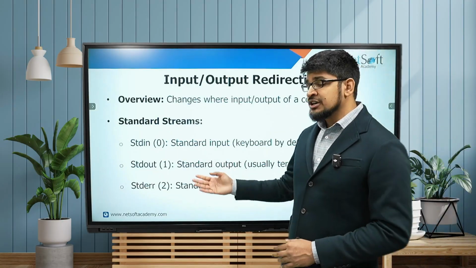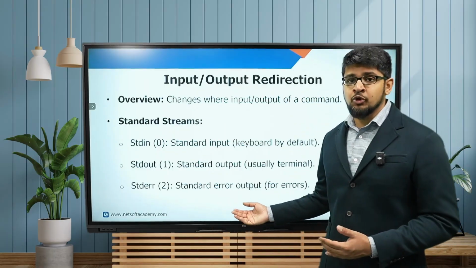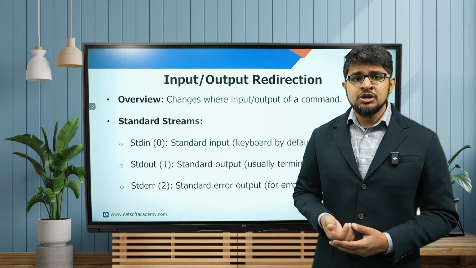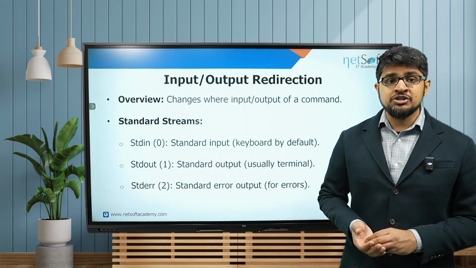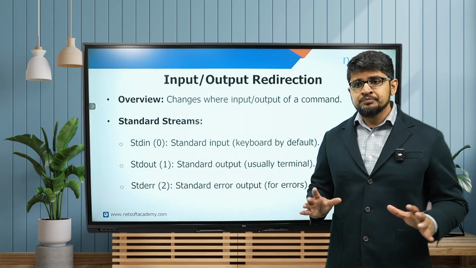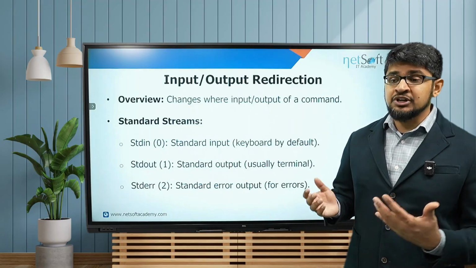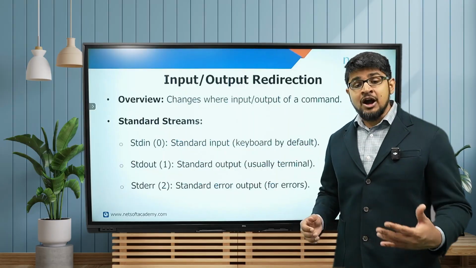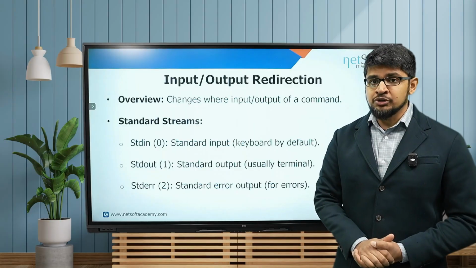So this is that stream with a number 1, and the stream with a number 2 is reserved for any errors that occur during command execution. And again, this is also going to be redirected to the output. So the default behavior for input and output for commands: the input is the keyboard, and the output and even the error is going to be redirected to the console.